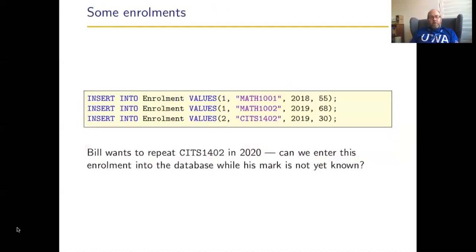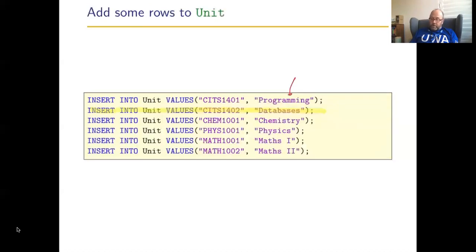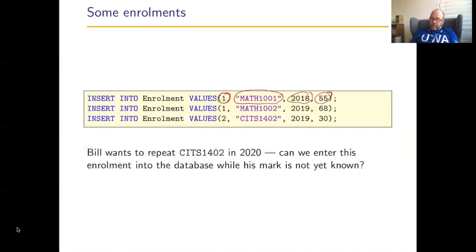And then here are some enrollments. Now, enrollments has got 4 columns. The first column is a student number. So this refers to student number 1. Now that's Amy. This is a unit code. So she did Math 1001 in 2018, and she scored 55. In 2019, she followed that up with Math 1002 and got a 68. So Amy's going okay. She's passed her maths over 2 successive years.